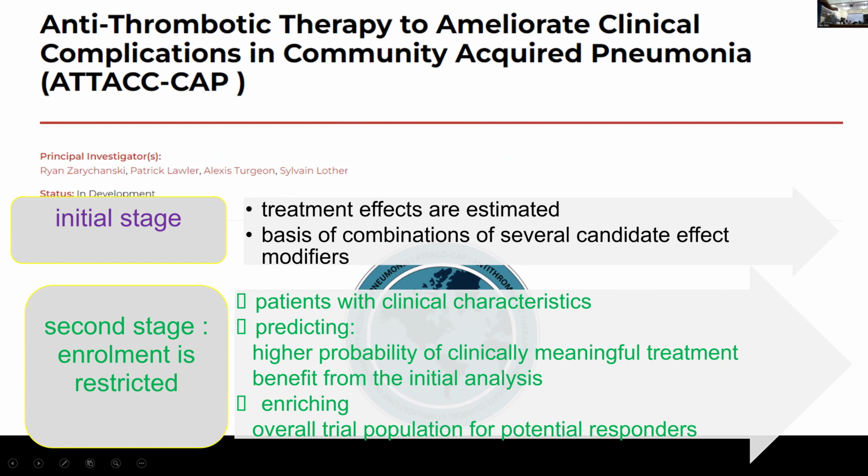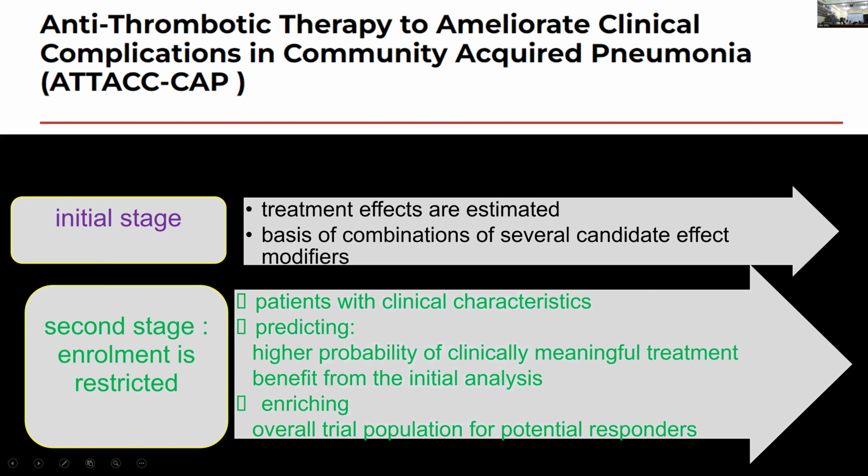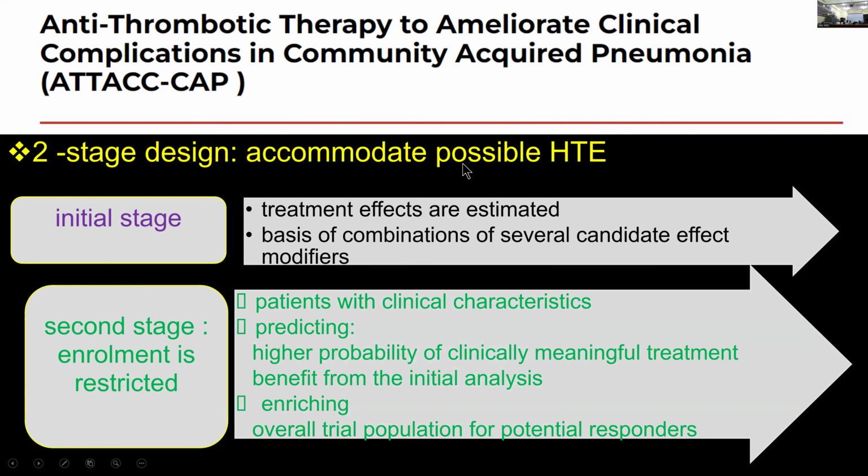And in that first phase, everybody is randomized. Halfway you stop and ask, who's benefiting more? Who's benefiting less? Can I identify that subgroup? In the second half of the trial, you preferentially recruit only people who are more likely to benefit. We also call it enrichment, so enriching the study. So it's also a two-stage study design accommodating heterogeneity of treatment effects.